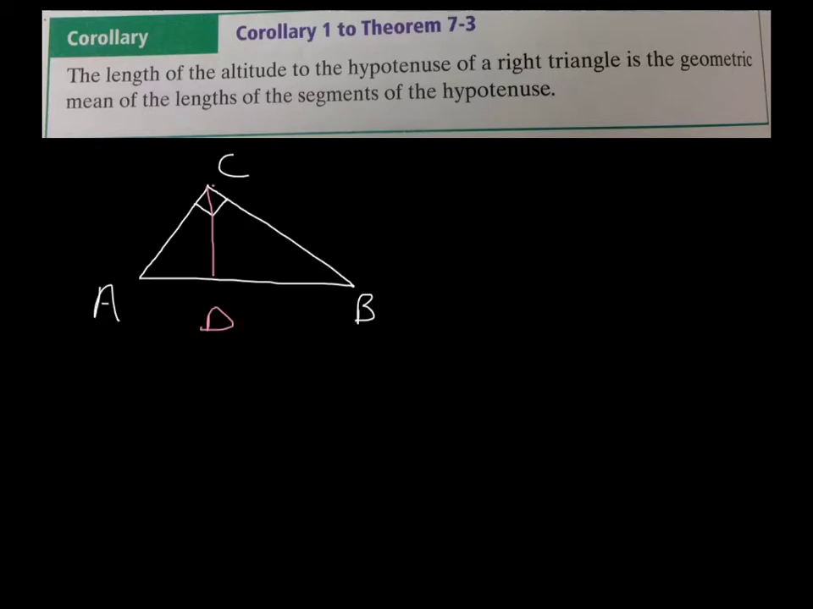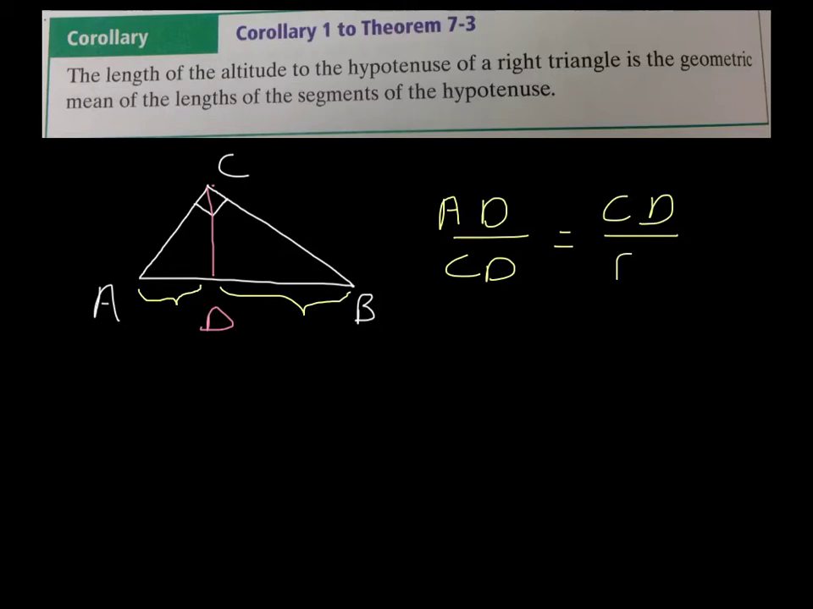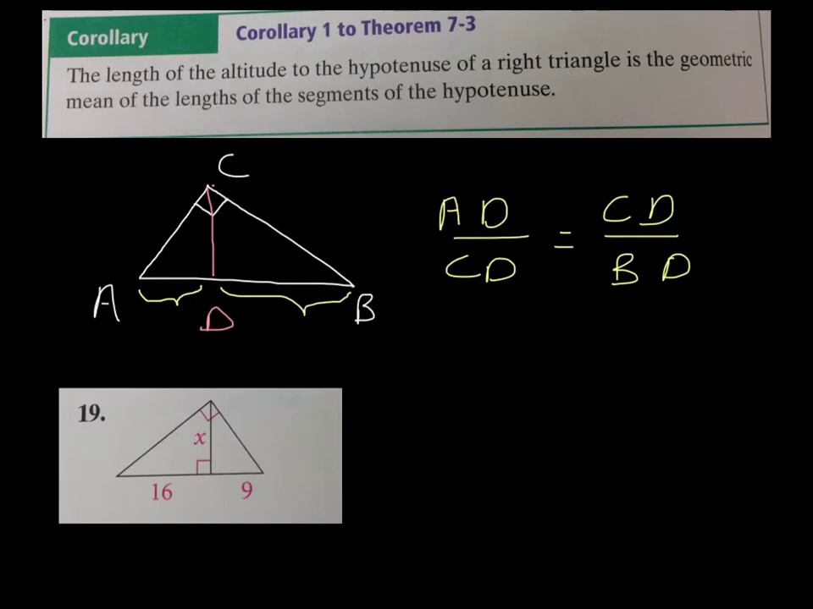Once again, if we look at triangle ABC, the white triangle, segment CD is the altitude to the hypotenuse. What they're saying is CD is the geometric mean for these two parts of the hypotenuse, AD and BD. So let me write it down. AD over CD. Again, CD is the geometric mean for AD and BD. Now let's look at number 19 from the homework to see if we can better understand this.